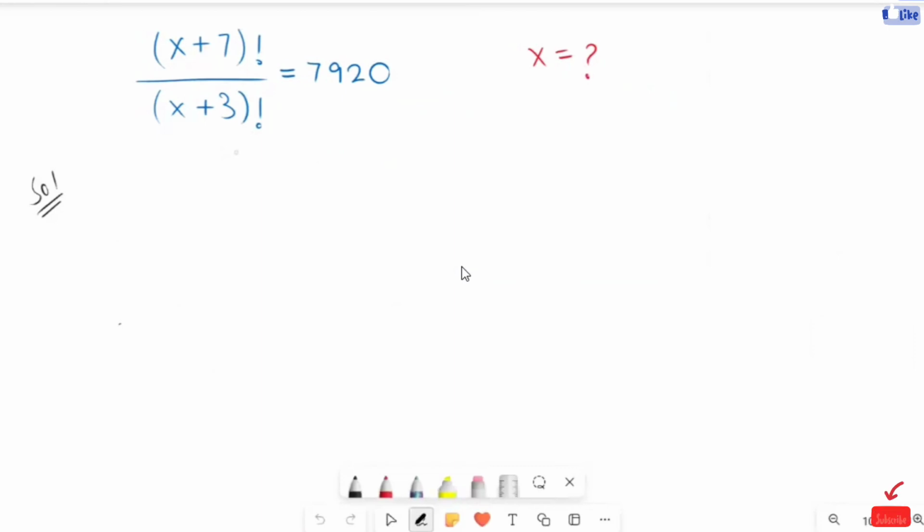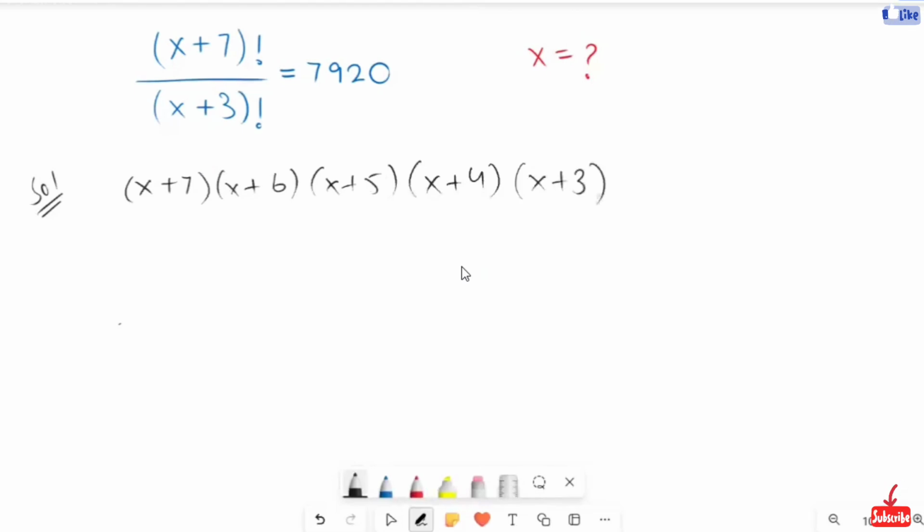Let's start our solution. Our definition for the factorial is a multiplication of one number with the numbers below that number. So, how to write a factorial for this x plus 7? x plus 7, x plus 6, x plus 5, x plus 4, x plus 3. Here I am going to end up on x plus 3 factorial. Why? Because the denominator we have is x plus 3 factorial. So we have to end up on the same.